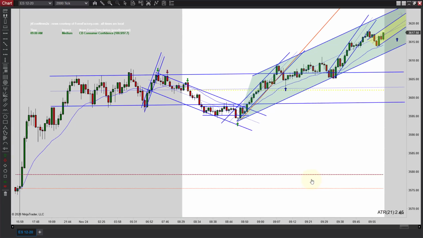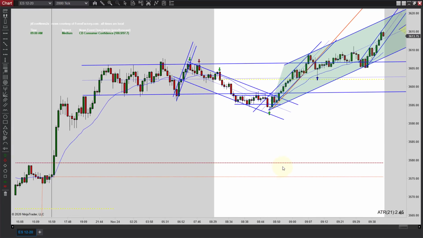So not a lot of trades today. It was kind of a quiet day, and it'll probably get quieter tomorrow, and then nothing.